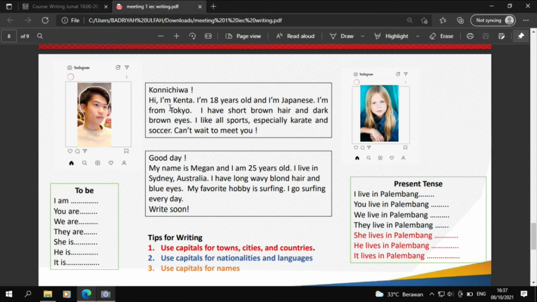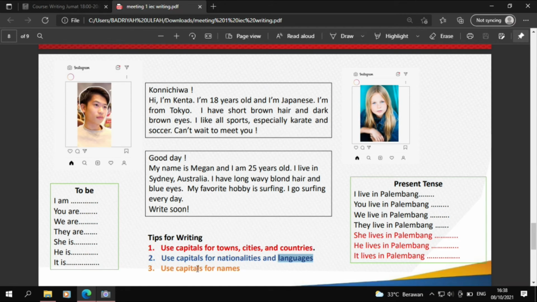Contohnya Tokyo, Sydney, Australia. Nanti nulis Palembang yang huruf kecil. Biasain nulis Palembang itu huruf besar. Sumatera Selatan, South Sumatera, Indonesia. And then use capital for nationalities and languages. Jadi kalau kebangsaan, Japanese, orang Jepang, bahasa Jepang atau bahasa Indonesia. When you write Bahasa, B-nya itu huruf besar. Ya, karena kalau nulis bahasa orang itu harus pakai huruf besar. Makanya English, kalau anak bahasa, jangan sampai salah ya. English, E-nya itu huruf besar, wajib huruf besar.